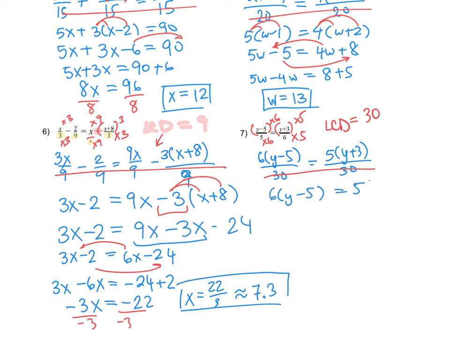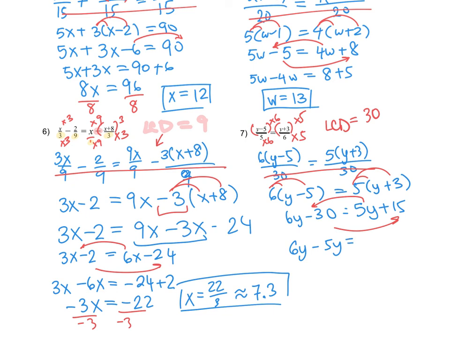I write what I have, and this should be familiar. So a little distribution, being careful with your signs and your multiplication. So 6y minus 6 times 5, which is 30, and then 5y plus 5 times 3, which is 15. And now a quick double swap and we will be done, because when we bring the 5y over, it becomes negative, the 30 becomes positive, and then 6 minus 5 is 1. So we've isolated for y, and 15 plus 30 is 45. So there's our answer. And then that's it.